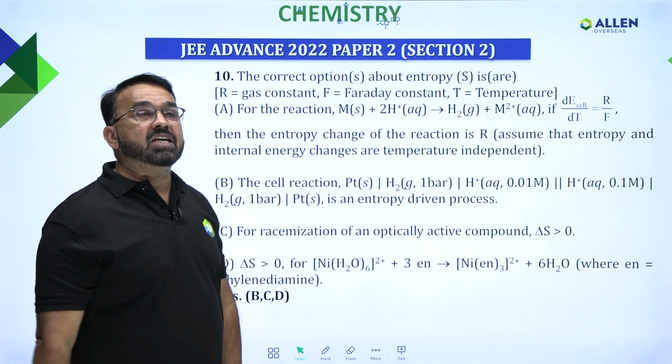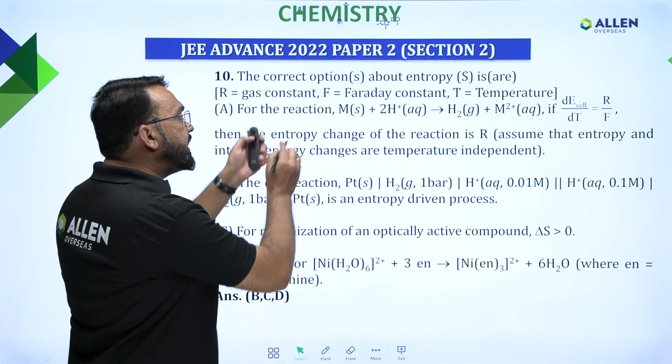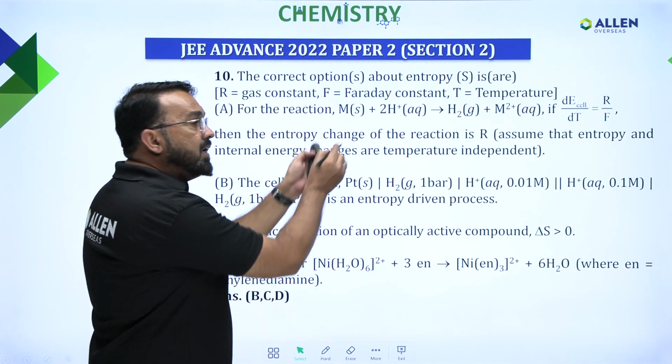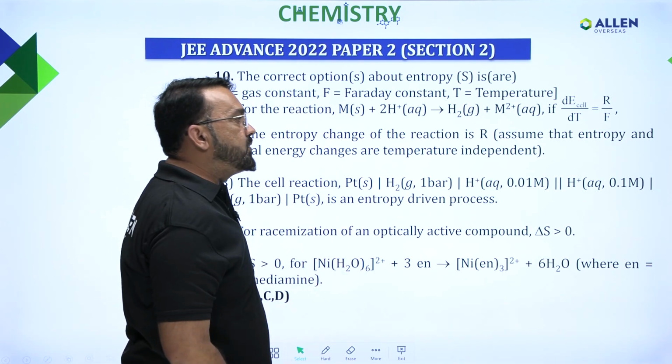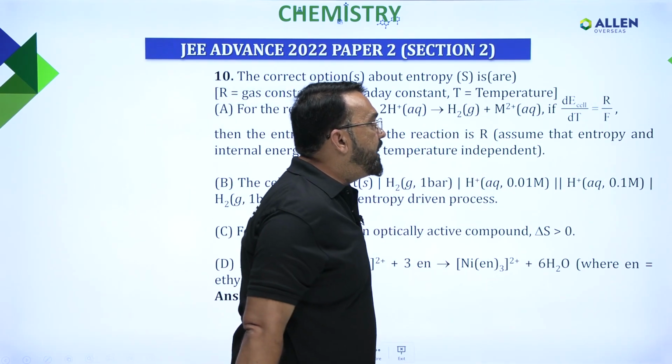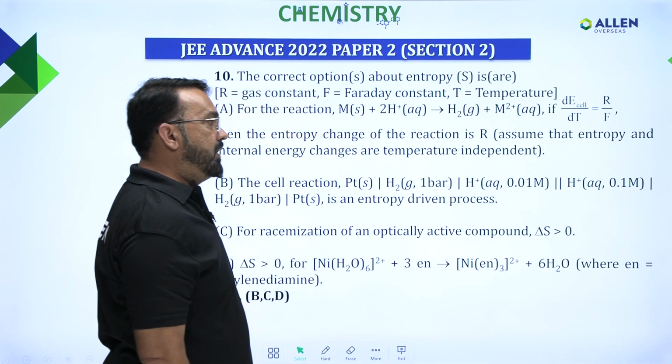Now option A says what? Option A says that for the reaction, metal solid combines with 2 H plus ions in aqueous solution to give H2 gas plus M plus 2 ions in the aqueous solution. Okay, students.